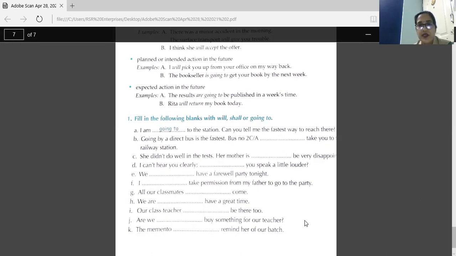So this was the exercise related to simple future. Now the structure of verbs in different sentences in simple future will be done tomorrow, and with that we'll do future continuous, future perfect, and future perfect continuous.